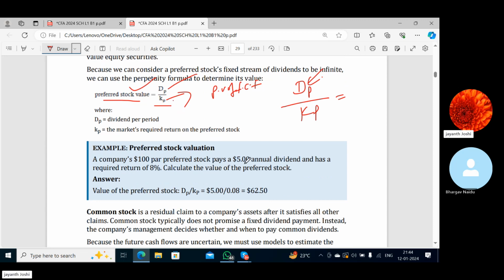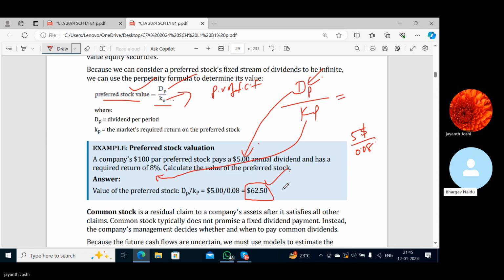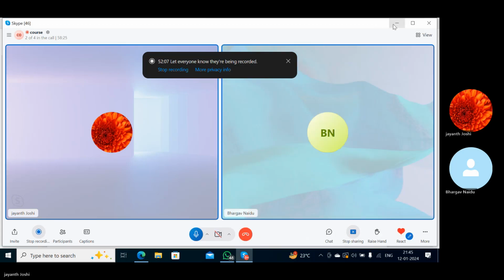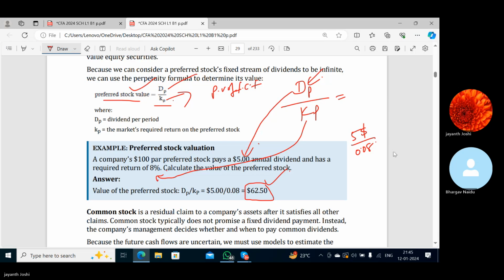So here, very simply, what is the dividend payment? $5. What is the required rate of return? 8%. So $5 divided by 0.08 gives me the value of the preferred stock, 62.50, right? Do this, finish it off. If you're done, shall we go forward?